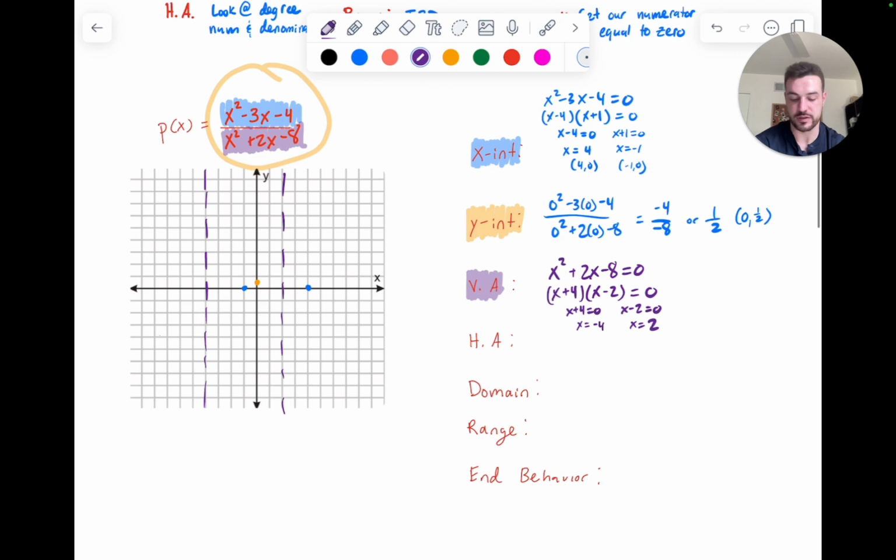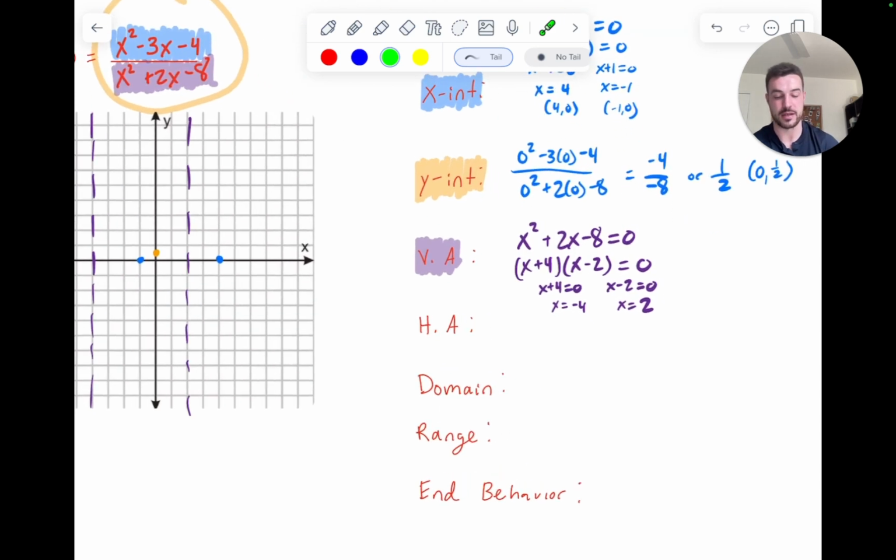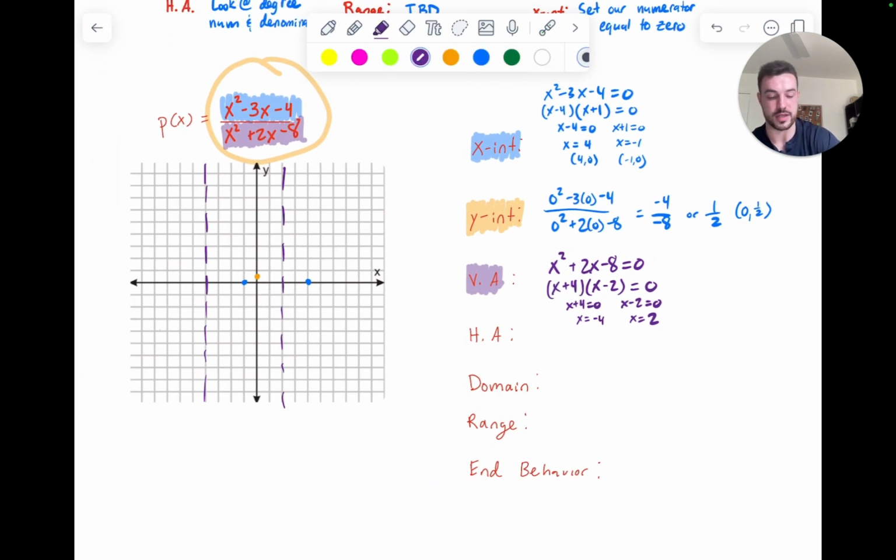And now my function's starting to take shape. So we can see here that because I have two vertical asymptotes, there are going to be 3 sections that I'm going to have to graph in. Now that horizontal asymptote is going to help us out. And to determine what our horizontal asymptote is, I look at those leading values, the values with the highest degree in both my numerator and denominator.